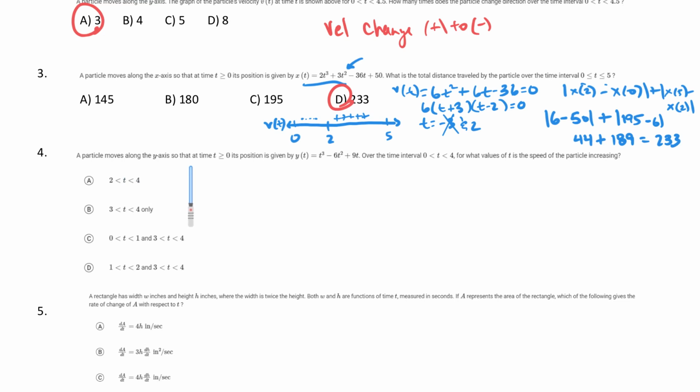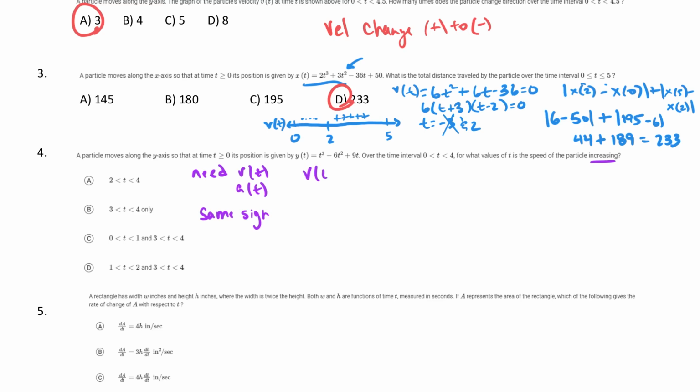A particle moves along the y-axis, with position given by this equation over the time from 0 to 4. For what values is the speed increasing? Okay, so for speed, I need to find both the velocity and the acceleration and compare those. So I need my v of t and a of t, and for speed to be increasing, these need to have the same sign.